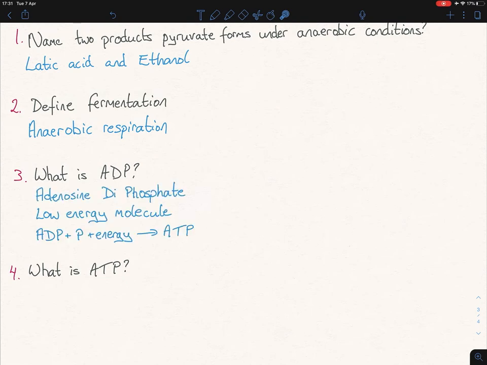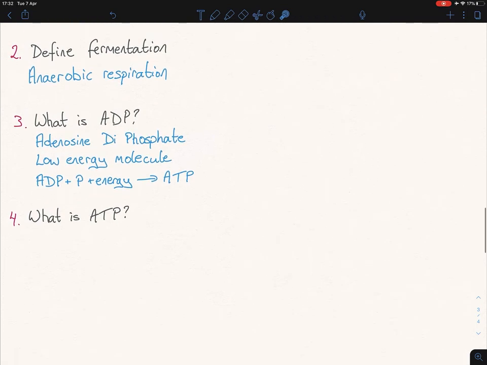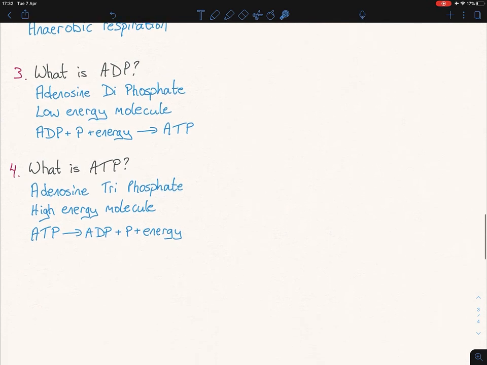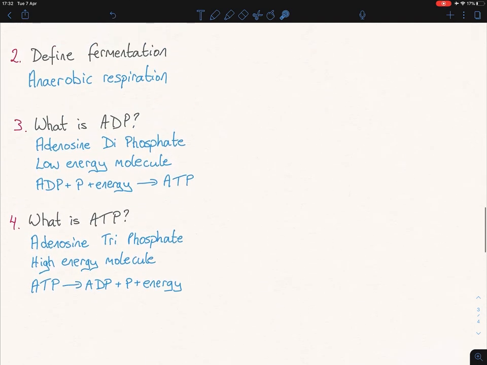ADP, first off, state what it is. It is adenosine diphosphate. It is a low energy molecule and it can form ATP if a phosphorylation reaction occurs. And you're going to write down very similar stuff for ATP. ATP is adenosine triphosphate. We know it's not low energy, it's actually a high energy molecule. And what can happen to it? It can break down. It can lose its energy, give it off, and when it does, it forms ADP plus P and releases some energy.